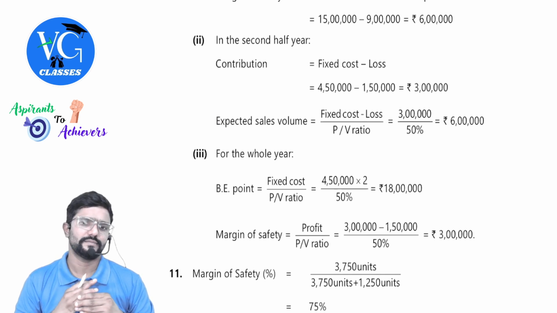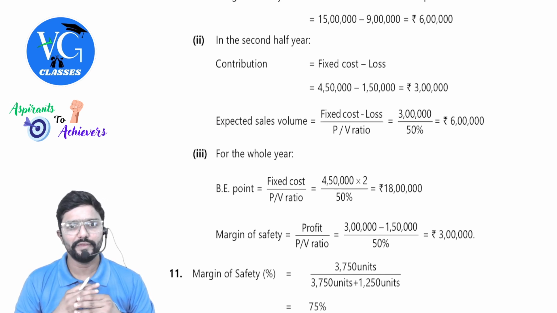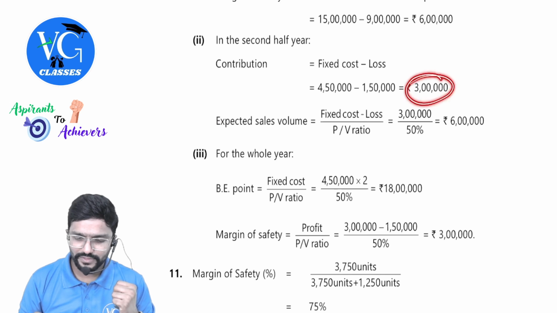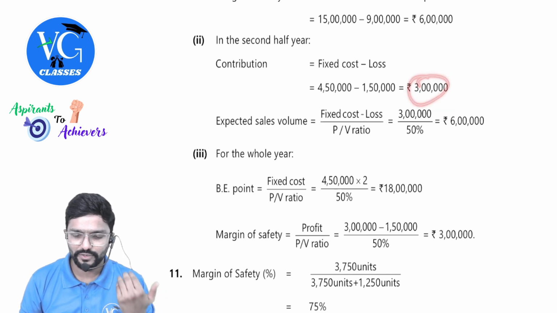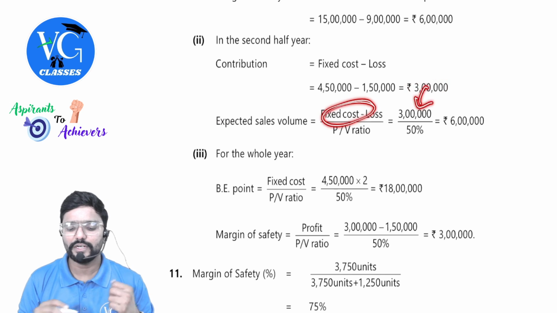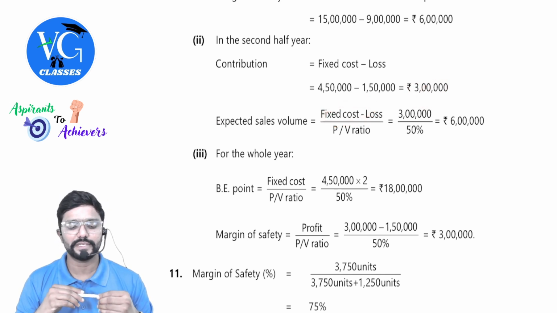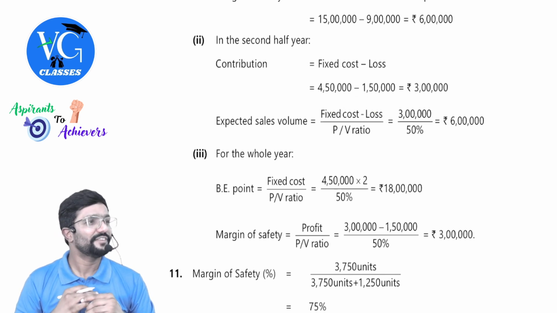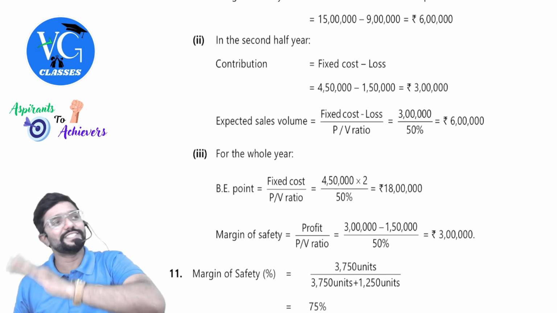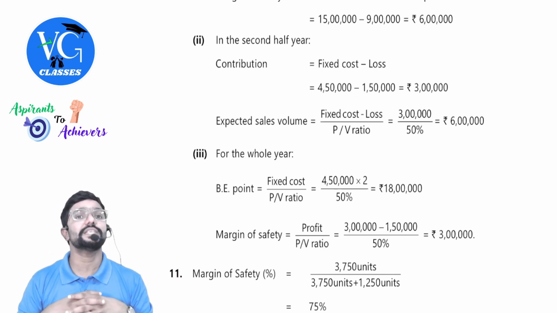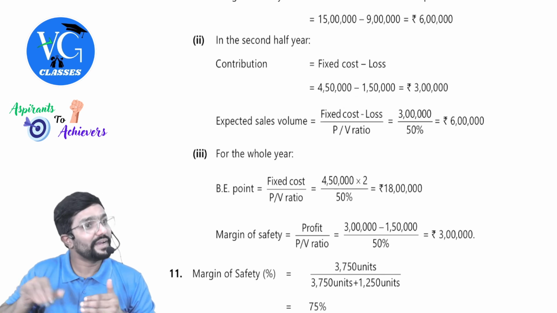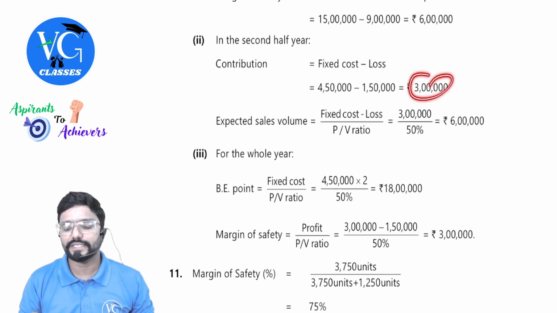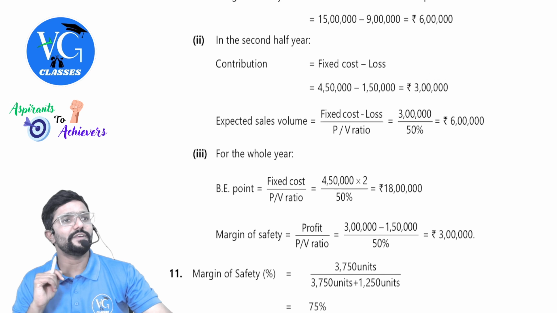Then expected sales volume, fixed cost minus loss, 3 lakh, divided by PV ratio. That is nothing but contribution. Anyway, it is already calculated here. I don't know why they again showed it, but anyway, contribution divided by 50%. Expected sales volume, guys, is required sales. We used to do what? Fixed cost plus desired profit. Here, they are desiring to make a loss. So what should you do? Minus loss. Which we have already done, 3 lakh, you can straight away take it. 3 lakh divided by 50%.